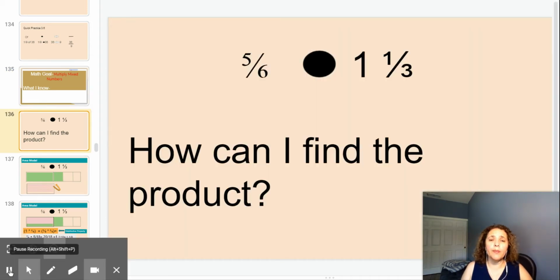Okay, our first problem is 5/6 times 1 and 1/3. How can I find the product? So how can I find the answer to that? We're going to take a look at a couple of different ways to do that.